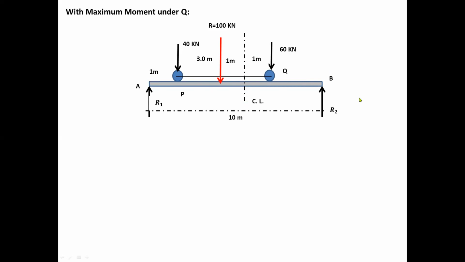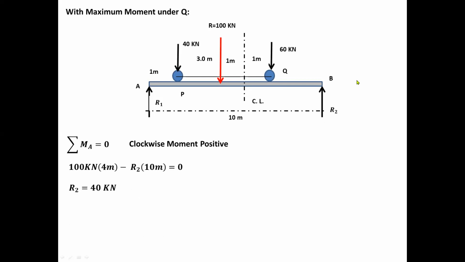So let us now calculate for our reactions, R sub 1 and R sub 2. First, we need to take moment at point A, summation moment at point A. Again, clockwise moment positive. Calculate na natin ang ating R sub 2. R sub 2 is equal to 40 kilonewton. And then again, summation forces vertical is equal to 0. We can now calculate for the value of R sub 1. Ang value ng ating R sub 1 is equal to 60 kilonewton.